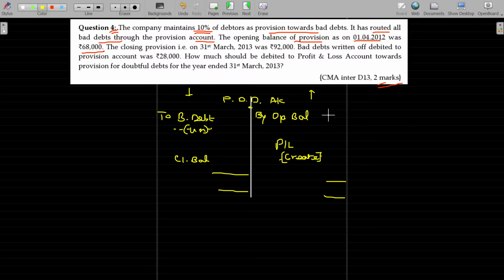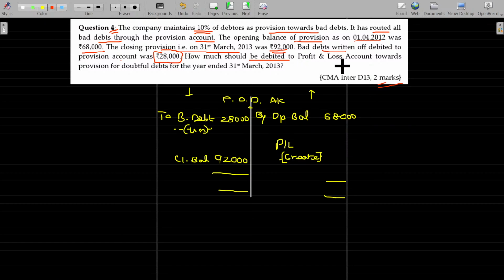In the beginning, how much did we have? 68,000 rupees. The closing provision, that is on 31st March 2013, was 92,000. This is nothing but the closing provision requirement, which is 92,000 being the closing balance. Bad debt written off debited to the provision account was 28,000. How much is debited to the provision account this year? 28,000. Usage also given.